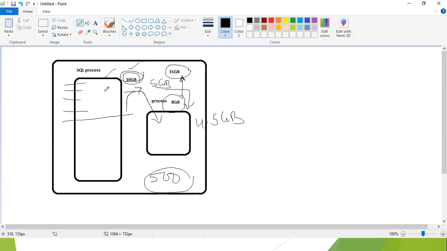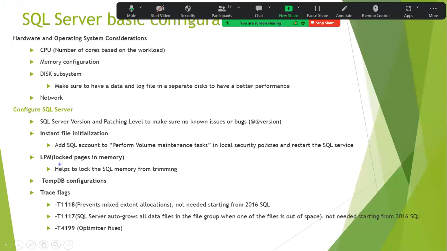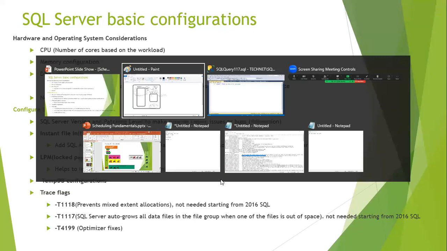To avoid this trimming because of some external memory pressures, we are enabling lock pages in memory. There is a lock pages in memory setting we enable to avoid the trimming because of external memory pressures, right? Lock pages in memory we have to enable. How to enable? This is the same.